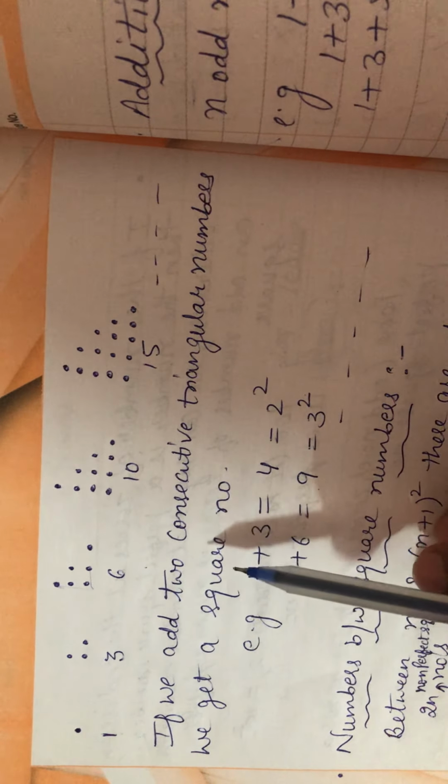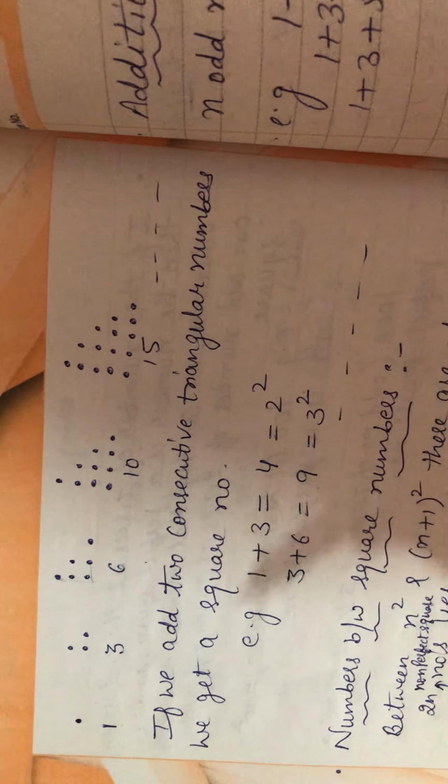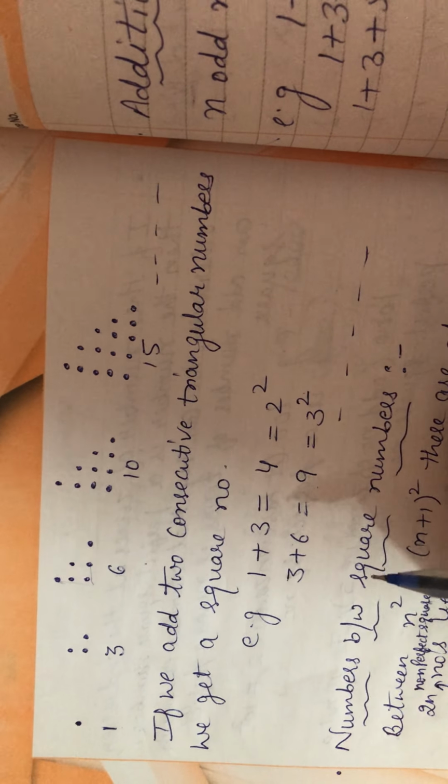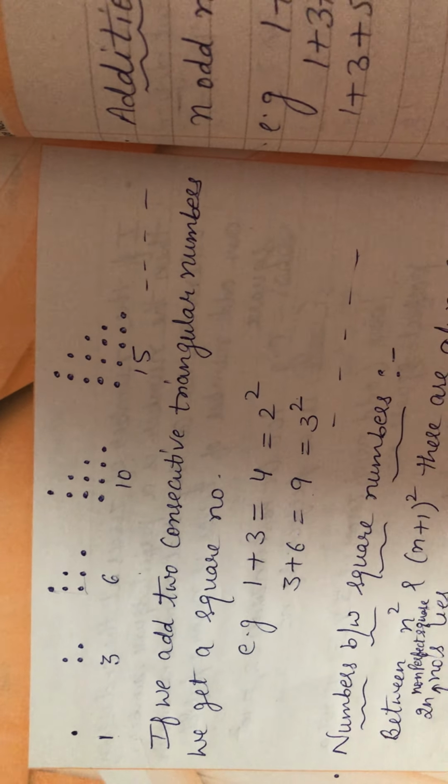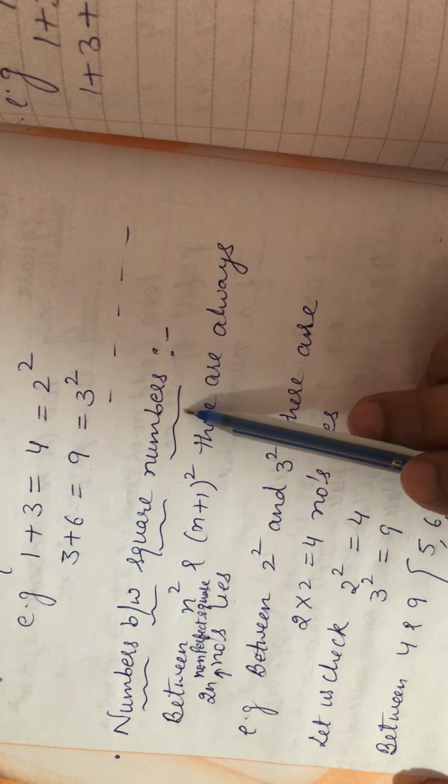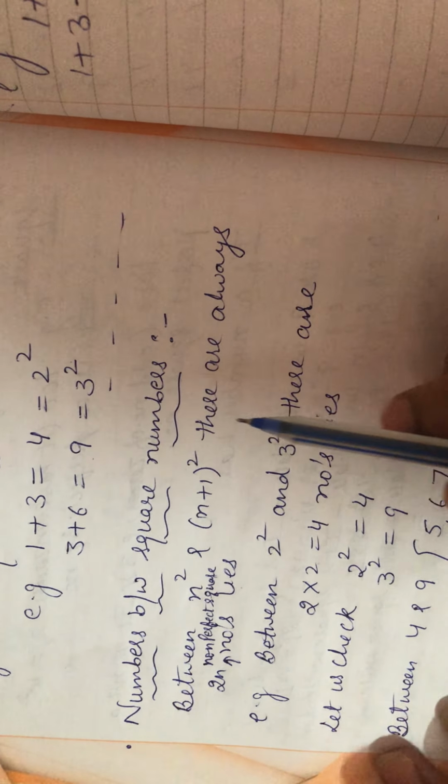So you can see these are called triangular numbers. If we add any two consecutive triangular numbers, we always get a square number. So this is a sort of pattern type. Then, numbers between square numbers. How to find numbers between two square numbers?